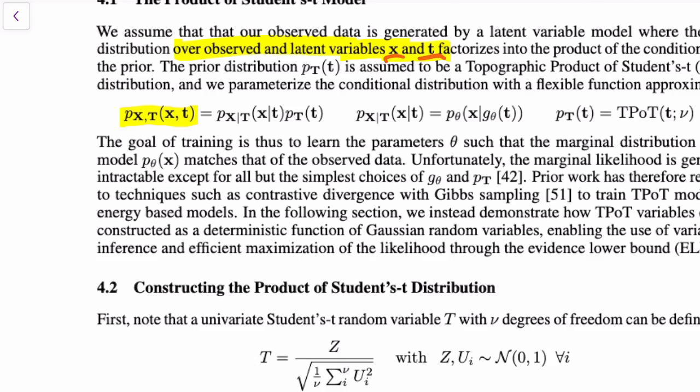So we're going to propose our structure. We're going to say the joint distribution of observed and latent variables factorizes into these two. It factorizes into this conditional: if I have the latent variables, then what are the images? And times the prior across the latent variables.